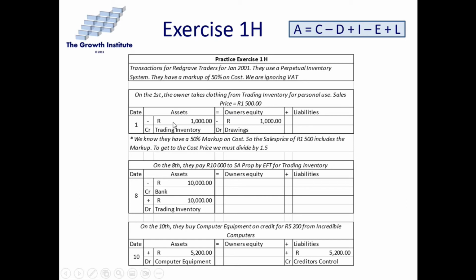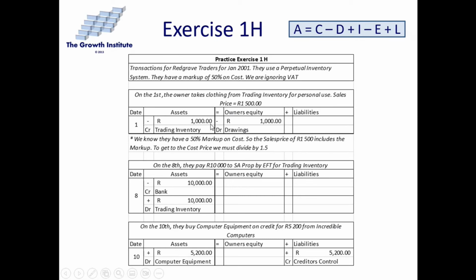Now, first thing we need to do is say, okay, so trading inventory is an asset account. That asset account is going to decrease by an amount. Now, I say to you it's 1,000 Rand, but we don't know it yet. I'm going to show you how I get to the 1,000 Rand. But there are things that we can fill in before we even have the amount. So we know that it is trading inventory. We know that it is decreasing. We know the date, and we know that an asset account, if it decreases, we are going to record it on the credit side.